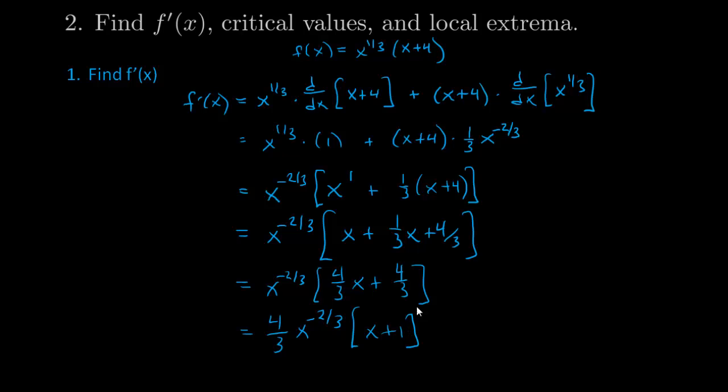So this is what I get when it is factored. You can rewrite this as 4x plus 1 over 3, and then you can bring that negative 2/3 down to the bottom, make it positive. So there is our first derivative.